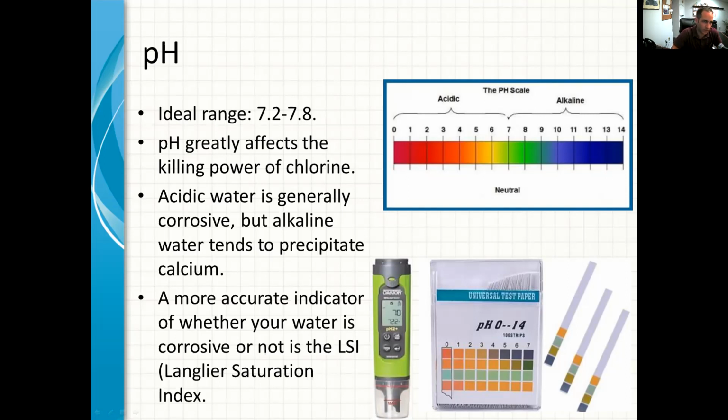So that's with a lower pH. With a high pH, if the water is alkaline, it tends to precipitate things more, such as calcium, which is also part of the water balance, is a calcium level.